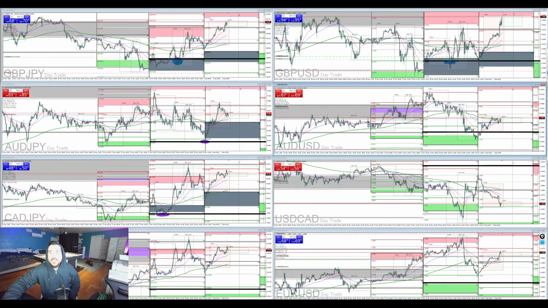Australian, yes, we do. We have a nice head fake below the central pivot for the weekly. Let's go ahead and draw this guy out too. So I want to pull down. Let's enlarge.